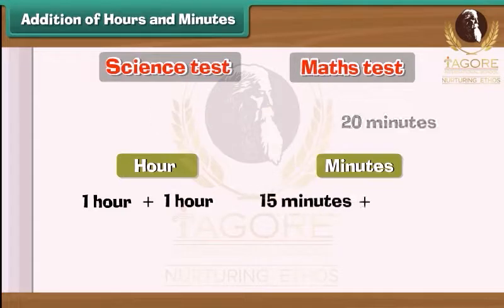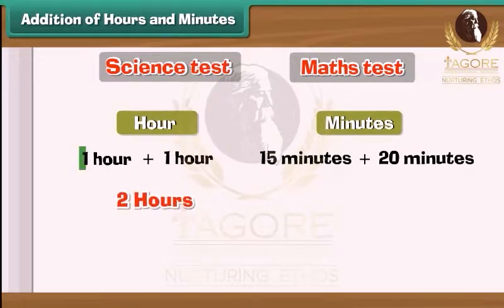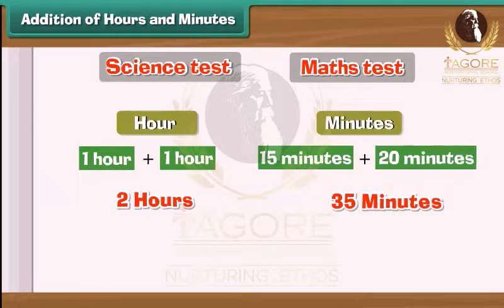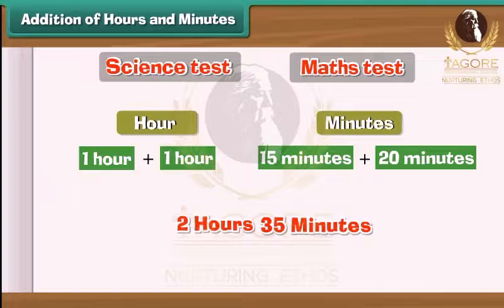On adding the hours, we get 2, 1 plus 1 hours. And on adding the minutes, we get 35, 15 plus 20 minutes. So the total time taken by Raju to write the 2 tests is 2 hours 35 minutes.